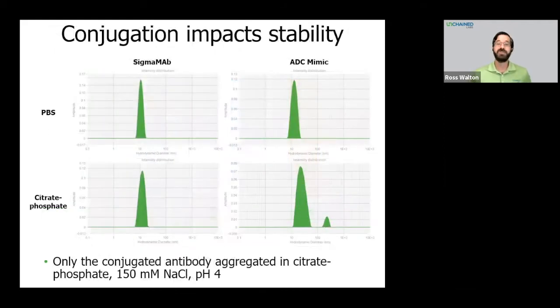So here, we diluted SigmaMab and the ADC mimic into either PBS or into that same acidic citrate phosphate buffer as we showed you before. Based on these DLS results, you can see that only the conjugated antibody aggregated in that citrate phosphate buffer. The unconjugated control was perfectly happy in the buffer, and both of the antibodies were monodispersed in PBS. So that really just goes to show you how differently the colloidal stability of an ADC can be from its antibody precursor.